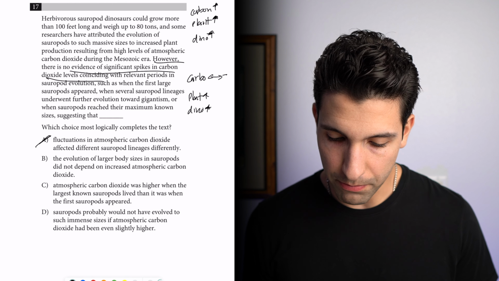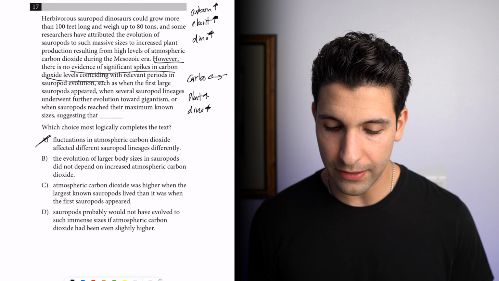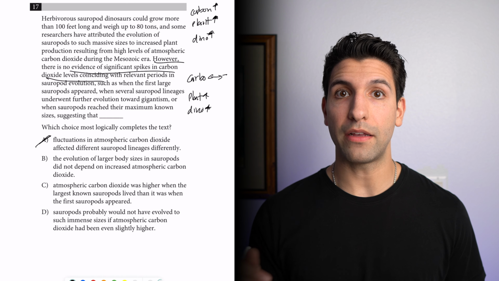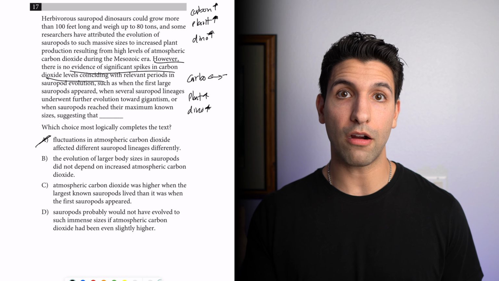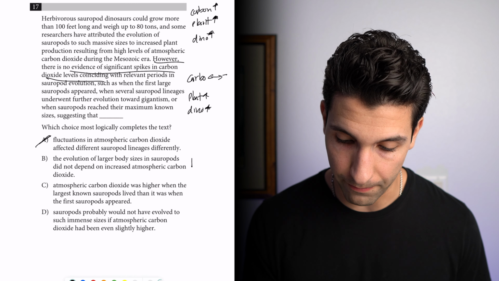The evolution of larger body size in sauropods did not depend on increased atmospheric carbon dioxide. This looks to be true because remember, they still got big and they found there was no evidence of a spike in carbon. So still got big, no spike in carbon, which means it didn't rely on the amount of carbon in the atmosphere. So let's star that.